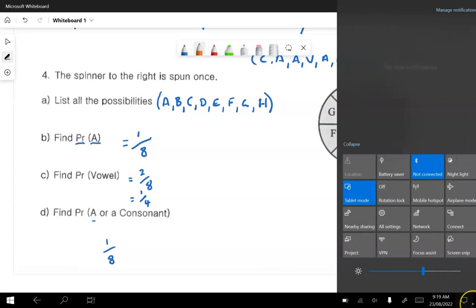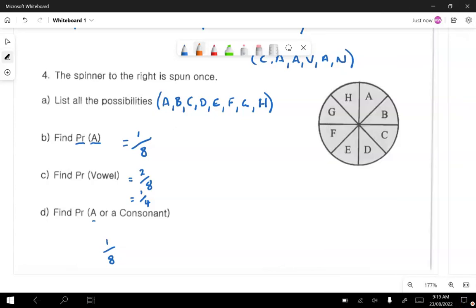So really this one here is the only outcome that we want to dismiss. So we've also got another 6 of 8 possible outcomes. So that takes care of B, C, D, F, G, and H. And so that means that if I've got 1/8 and another 6/8, I've got a probability of 7/8 altogether.